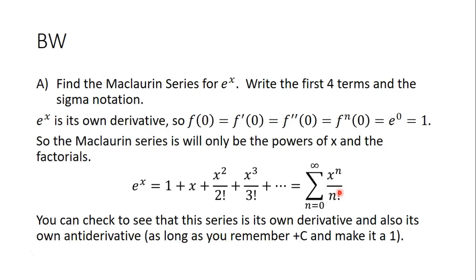You can check to see if it's true just by doing this term by term. So if we do the derivatives here, the 1 disappears. Derivative of x is 1. Derivative of x squared over 2 factorial, the 2 will come down and cancel with the 2 on the bottom. We'll just have x there. The 3 here will come down and cancel with the 3. We'll have x squared over 2 factorial. Basically, everything slides over one position.